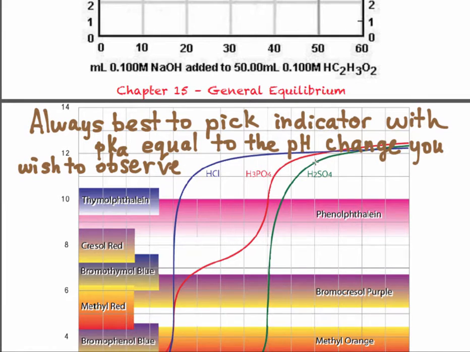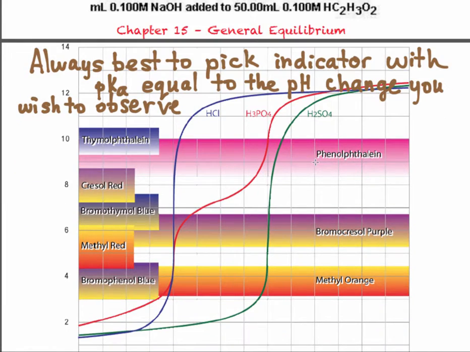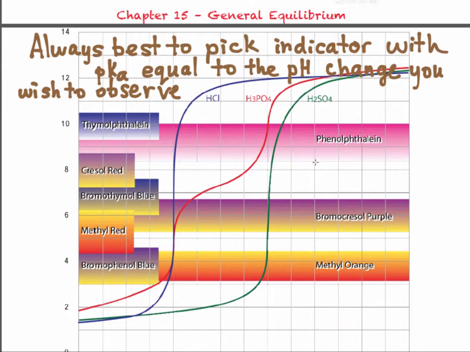I said here, always best to pick the indicator with the pKa equal to the pH you wish to observe. Wait a minute, pKa, Ka of an indicator? Are you telling me that an indicator itself has a bunch of acid-base nature to it? That's what I'm telling you. I feel silly talking to a computer, but really I'm talking to you.